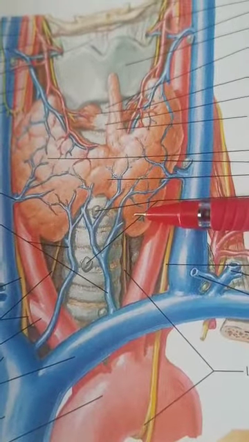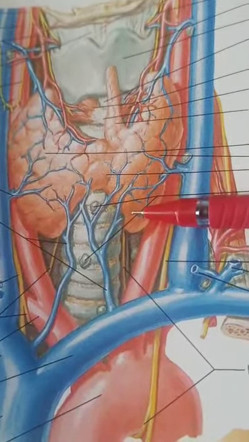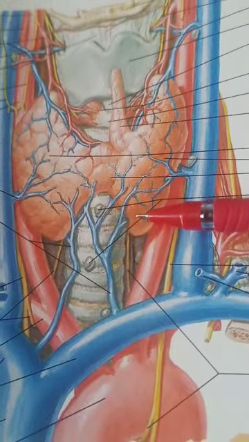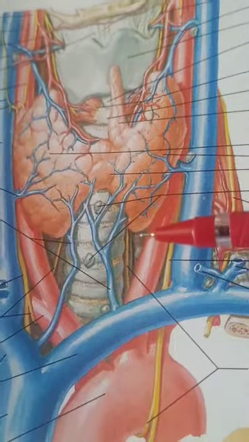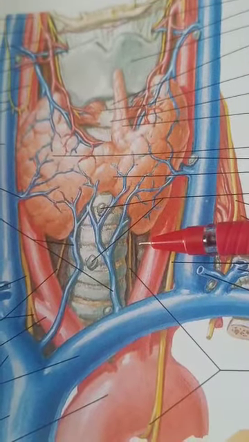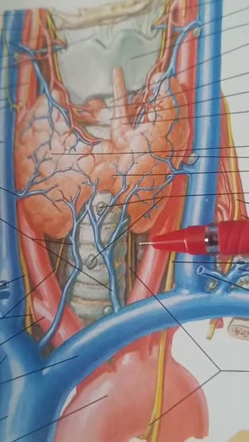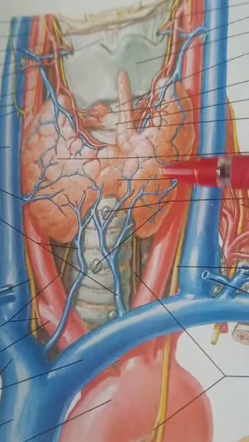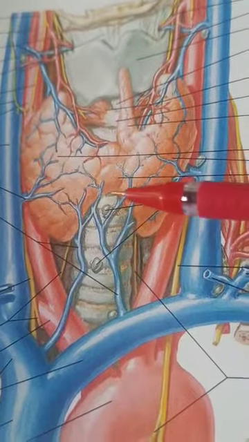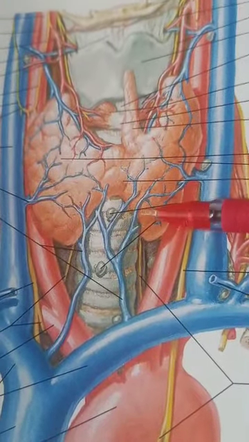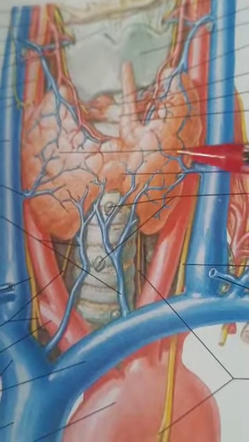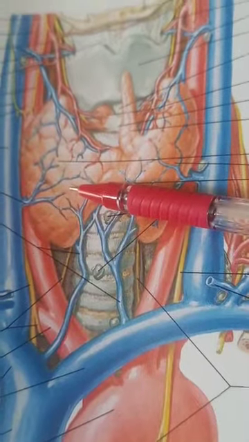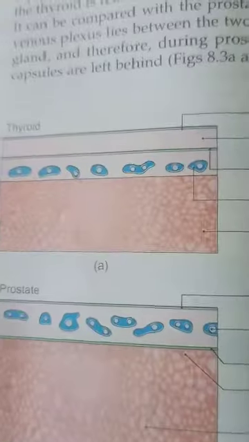And false capsule is formed by the pretracheal layer of deep cervical fascia. Deep cervical fascia is the deep fascia of the neck. Okay. So, false capsule is derived from the pretracheal part of the deep cervical fascia. Okay, these are the two capsules, and the peculiarity of this capsule is deep to the true capsule of the thyroid gland lies venous plexus. Here we can see the plexus of veins. So deep to the true capsule lies the venous plexus, veins.